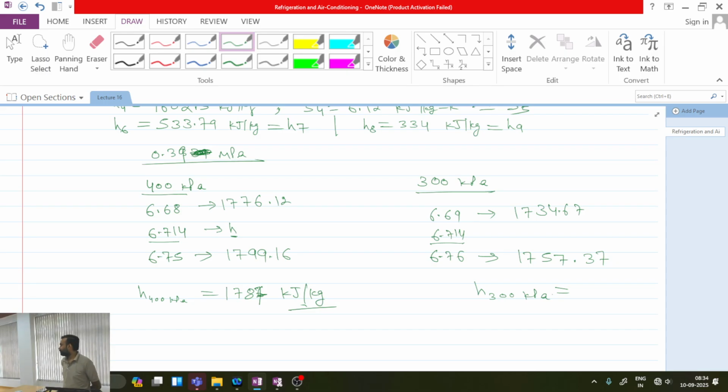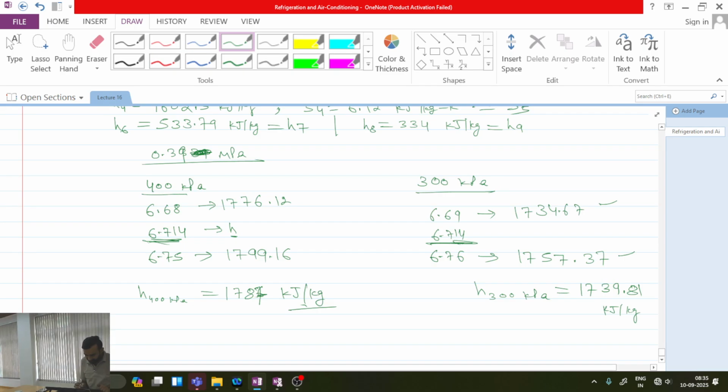Okay, tell me the value. Deepak, calculation. 1739.81. Correct. Now, you see, the entropy value you have already frozen in both the cases, because we have calculated corresponding to the actual entropy value. Now, the only thing is we need to go to the correct value of pressure.